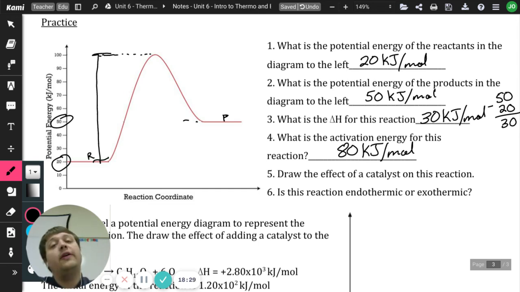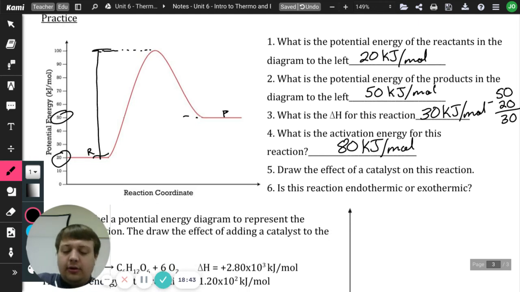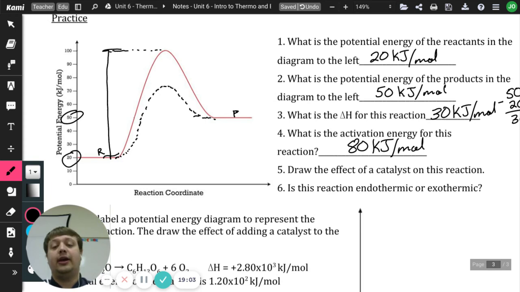And then I ask you to draw the effect of a catalyst on this reaction. Remember, a catalyst is going to be anything that lowers your activation energy, right? So what it's doing is essentially lowering your activated complex. And so this would be the effect of a catalyst. They didn't tell us what we added or how much it changed the activated complex. But what they did tell us is that they added that catalyst, and that tells you that your activated complex and the activation energy are going to be less. That's really all I wanted you to signify here.